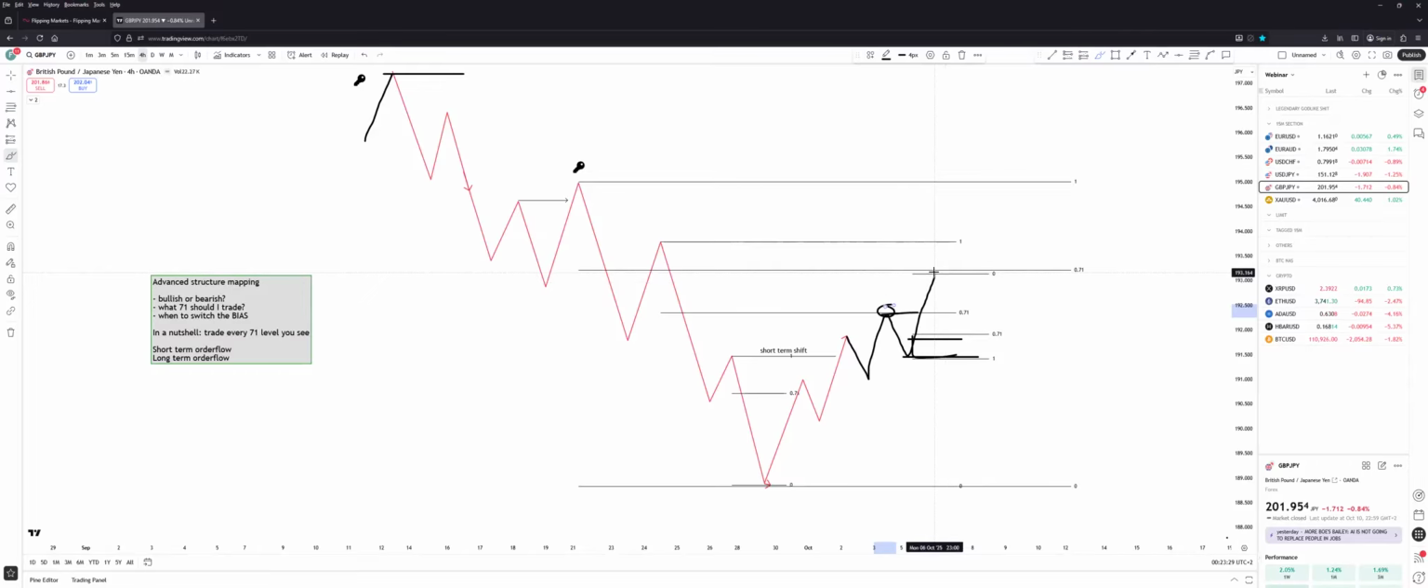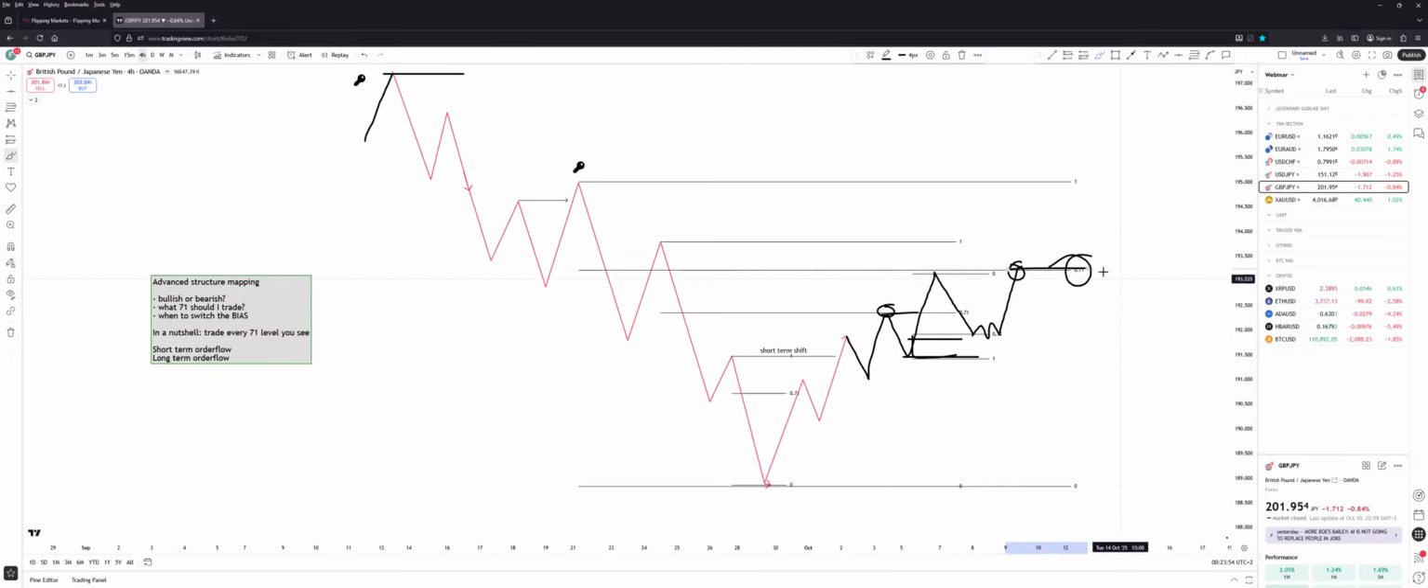What you can do here is that since you are inside of the 71 level, you can take shorts. If there's a short trade forming right here, take that short and take that short down to this 71 level, to this bullish 71 level, where you can look for longs again, targeting the protected level. Because short-term, you are bullish until price reaches the 71 level.